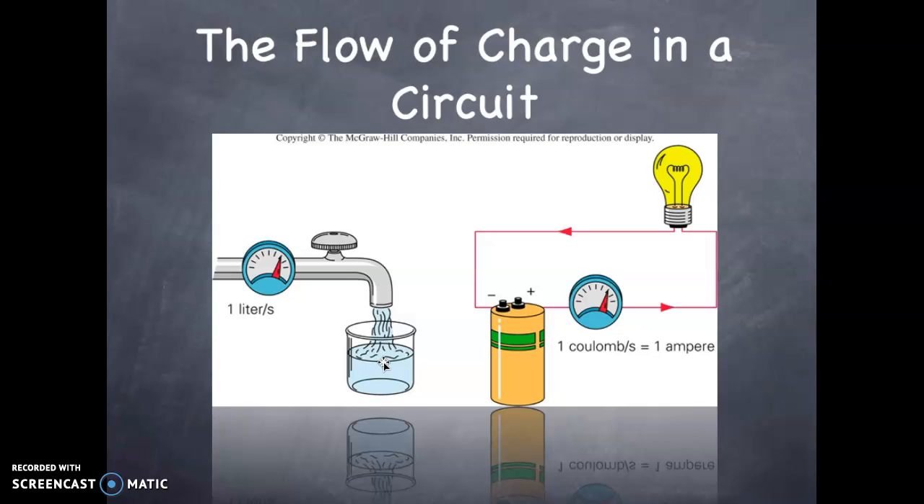The notion of charge flow is like a water faucet already full with water, a water pipe already full. As soon as you open the nozzle, you get charges to flow. The same is true on the right here. As soon as you connect the battery to a resistor, in this case a light bulb, charges immediately flow everywhere in that circuit.